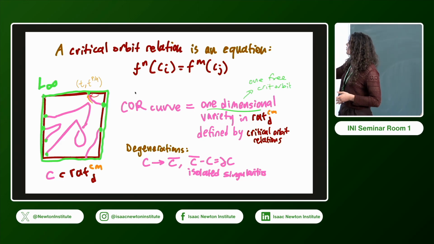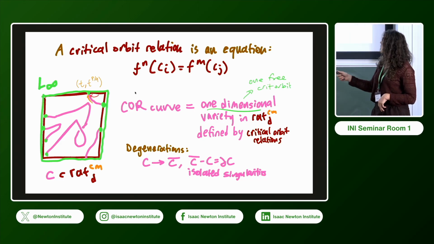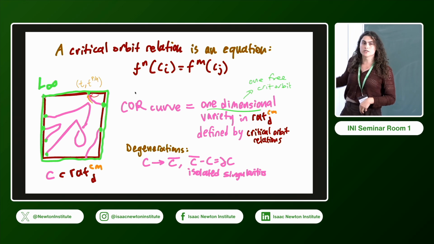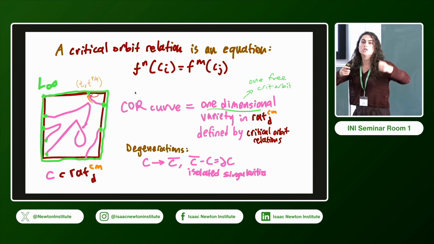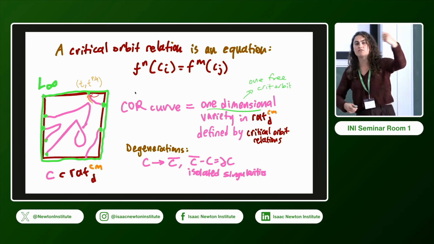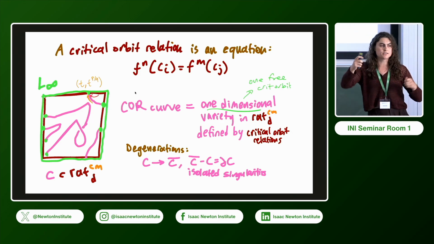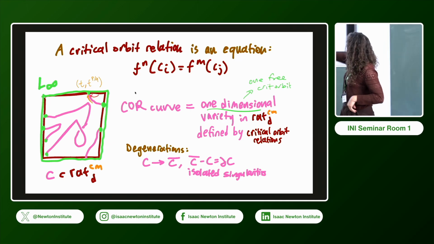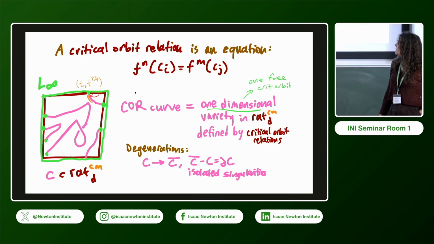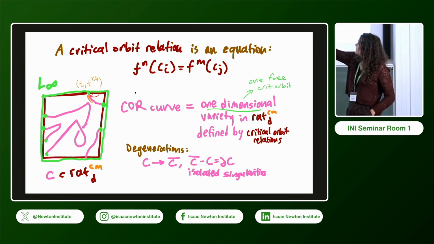Then a core curve is a one-dimensional variety in RAT-D, but we're going to be looking under critically marked because we want to be able to distinguish which critical point is doing something. Just because one of them is in an n-cycle and another is in an n-cycle, that doesn't mean we can necessarily exchange them. The fact that it's one-dimensional means we have one free critical orbit, and these end up being algebraic curves.